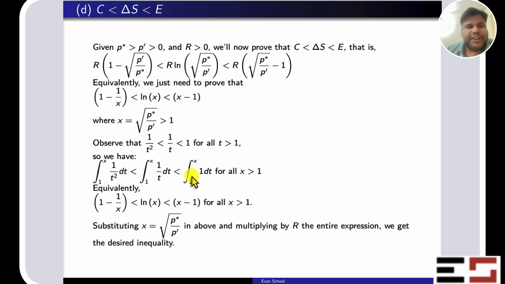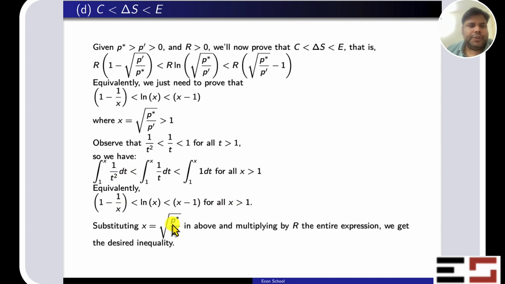What is the integral of 1 by t squared dt from 1 to x? It is 1 minus 1 by x. What is the integral of 1 by t dt from 1 to x? It's log x. And what is the integral of 1 dt from 1 to x? That's x minus 1. Since this is exactly the value of those integrals, this is true for all x greater than 1.